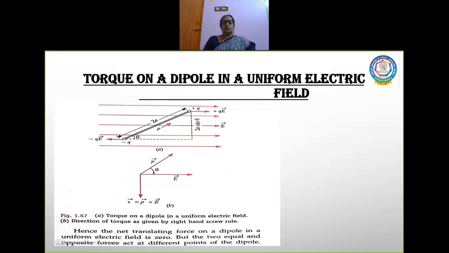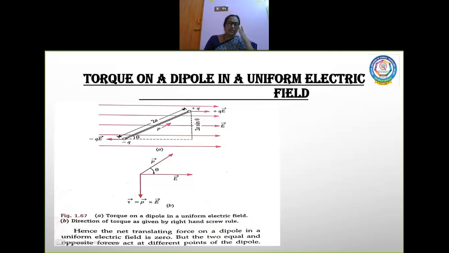Now, yesterday's topic was on dipole, and we were calculating the electric field of a dipole in two cases. One is at a point along the axial line, and the second one is at a point along the equatorial line. So, you are very familiar with dipole, I believe. Equal opposite charges separated by a distance 2a constitute an electric dipole. Now today we are going to talk about what is the torque. Torque is nothing but a turning effect on a dipole when it is kept in a uniform electric field.